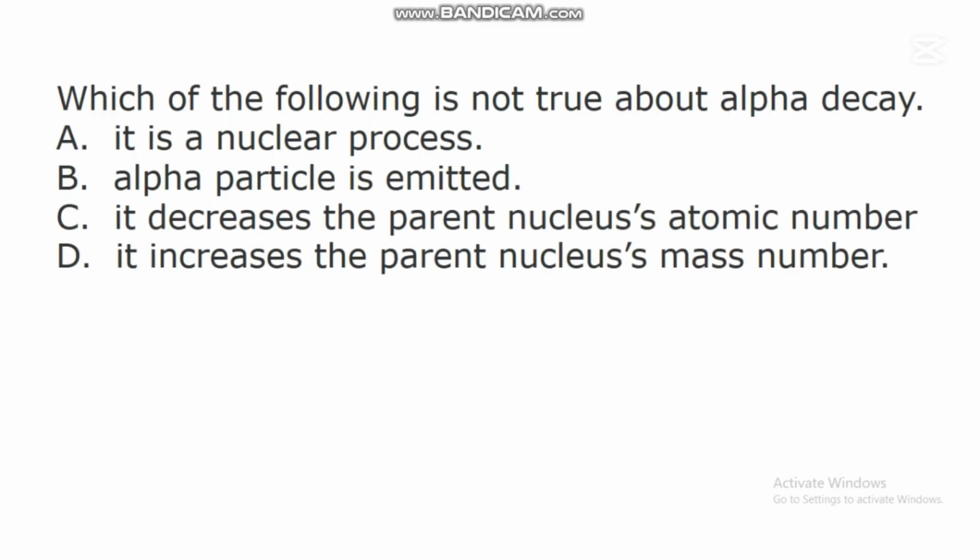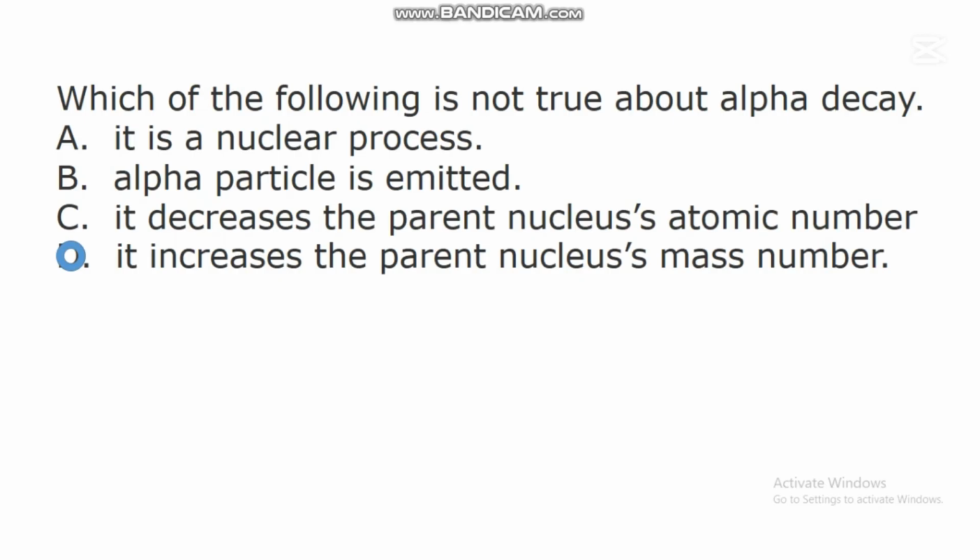The next question says, which of the following is not true about alpha decay? A. It is a nuclear process. B. Alpha particle is emitted. C. It decreases the parent nucleus atomic number. D. It increases the parent nucleus mass number. In this question, the correct answer is D. It increases the parent nucleus mass number.